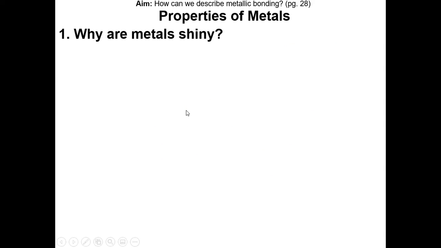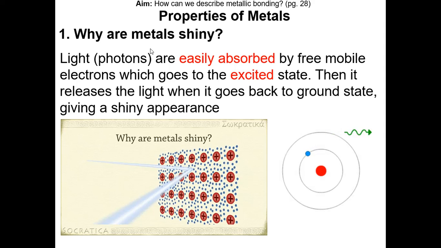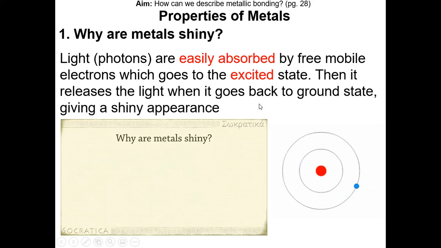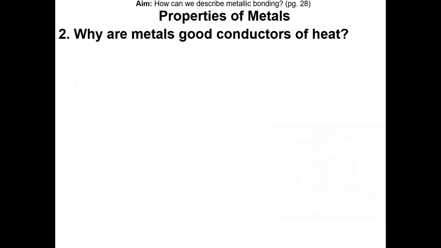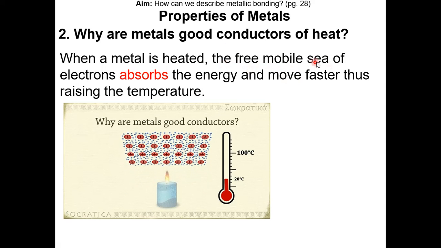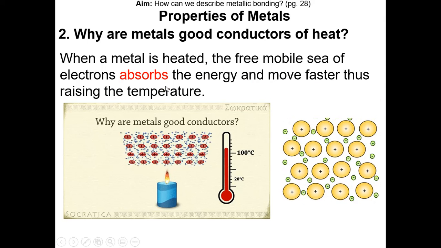Why are metals shiny? So from the video, light is much more easily absorbed by free mobile electrons, which go to the excited state. And once it goes back to ground state, it releases light, giving the metal a shiny appearance. Why are metals good conductors of heat? So from the video, when a metal is heated, the free mobile electrons absorb the energy, then move faster, raising the temperature of that metal.